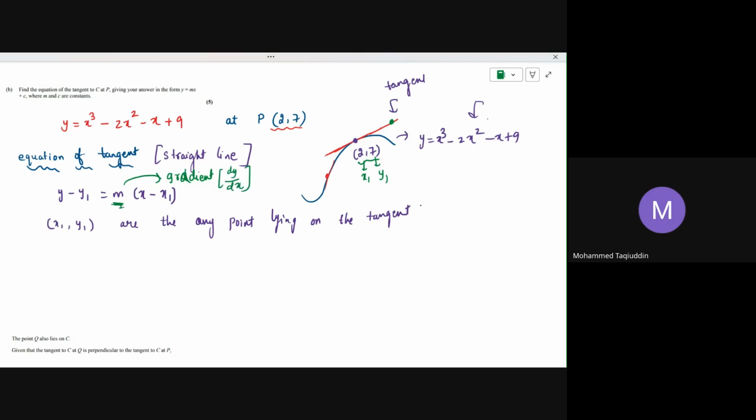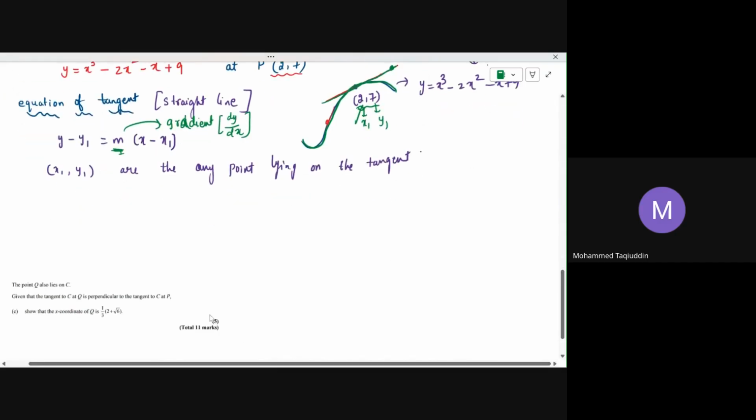Instead of m, I'm going to use dy by dx, the differentiation of this curve at x equals 2. If I do this, I'm going to get the slope of this tangent, which is passing through this point. So I'm going to find the gradient of this red line using the concept of calculus. How I'm going to do it is very simple.